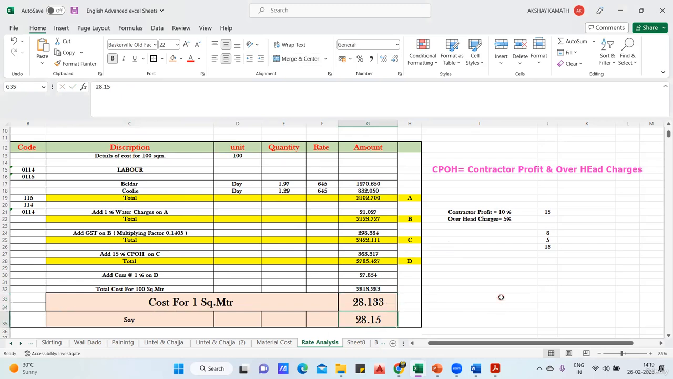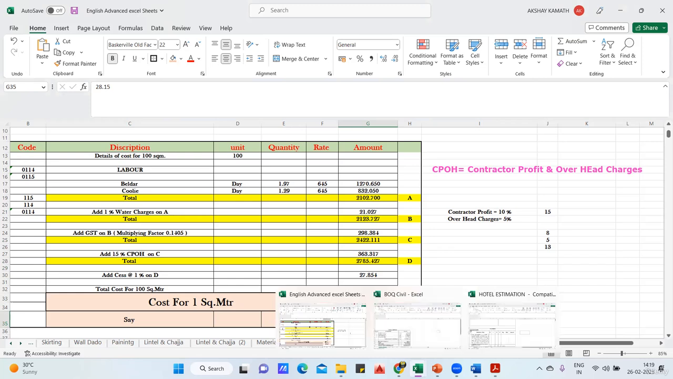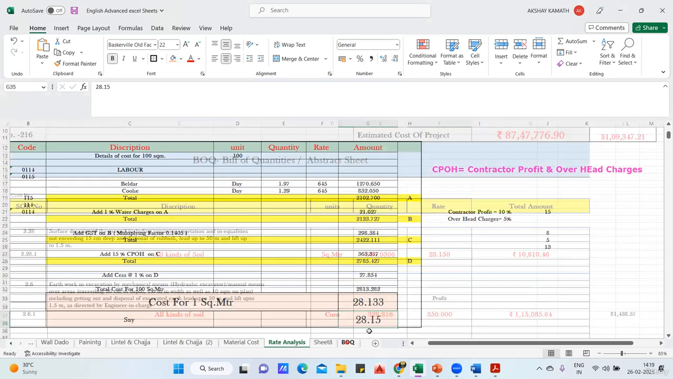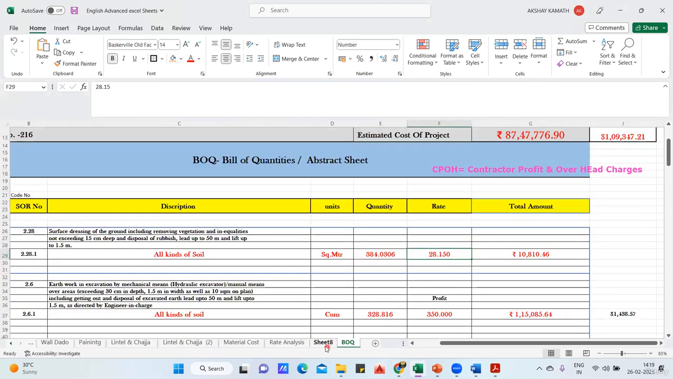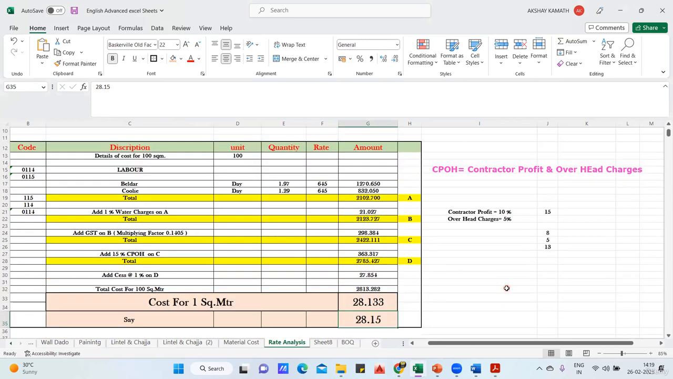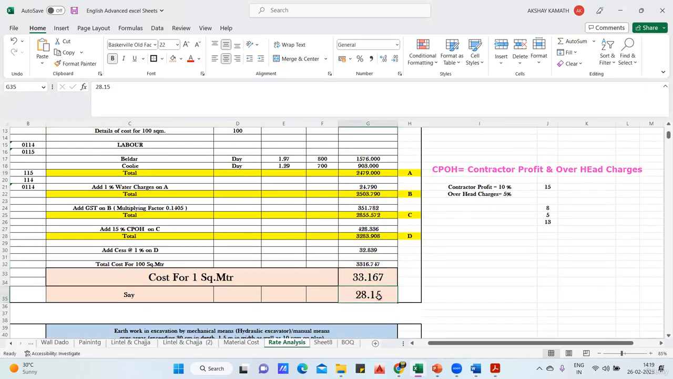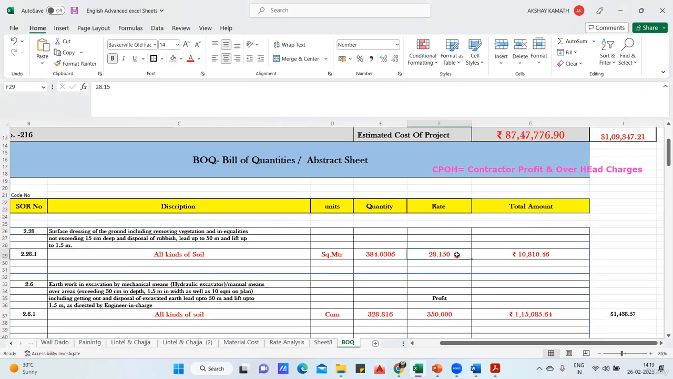This much you understood? Great. If you understand this much, 28.15. Now come back here. Where is my this thing? BOQ. Yeah. So right, 28.15. Now let us say there was one more person, in their area the Beldar is charging 800 rupees to work for a day, and the coolie will charge, let us say, 700 rupees. Okay. According to him, it will be 33 point. Now this won't change. Leave it. According to him, the cost per square meter will be 33.16. So then come to the BOQ, you input 33.16. So total based on this will be the cost of the project.